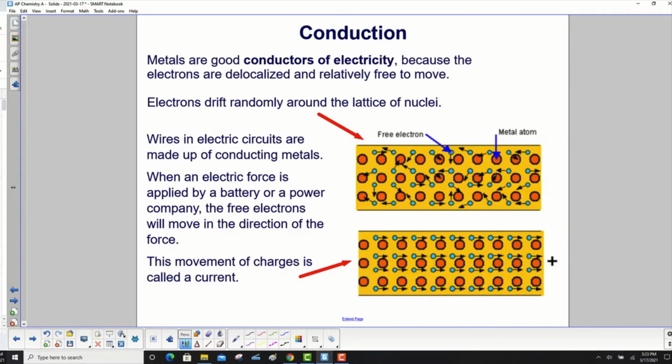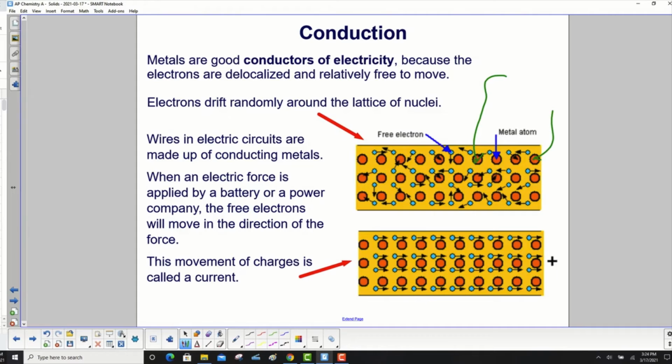Metals are good conductors of electricity because the electrons are delocalized and relatively free to move. They drift randomly around the lattice of nuclei. So here are the nuclei, these orange circles, and the free electrons are the light blue circles that are moving freely around the nuclei. Wires in electric circuits are made up of conducting metals, like copper.